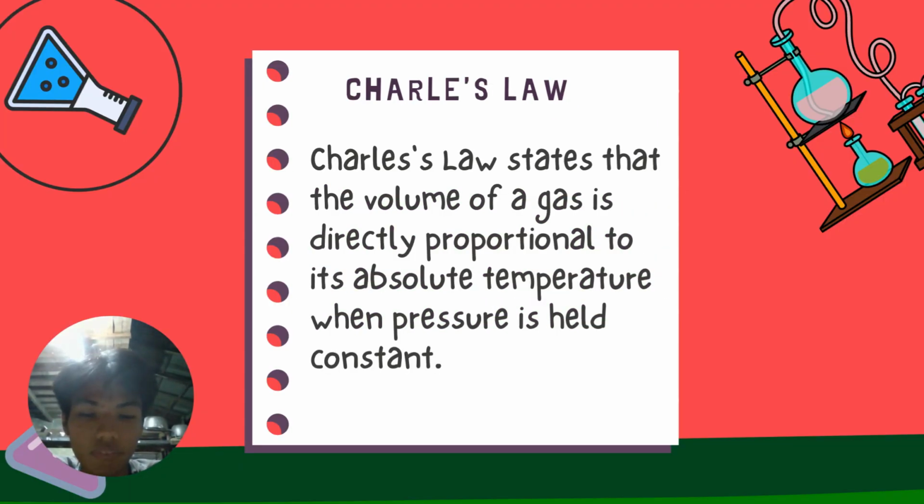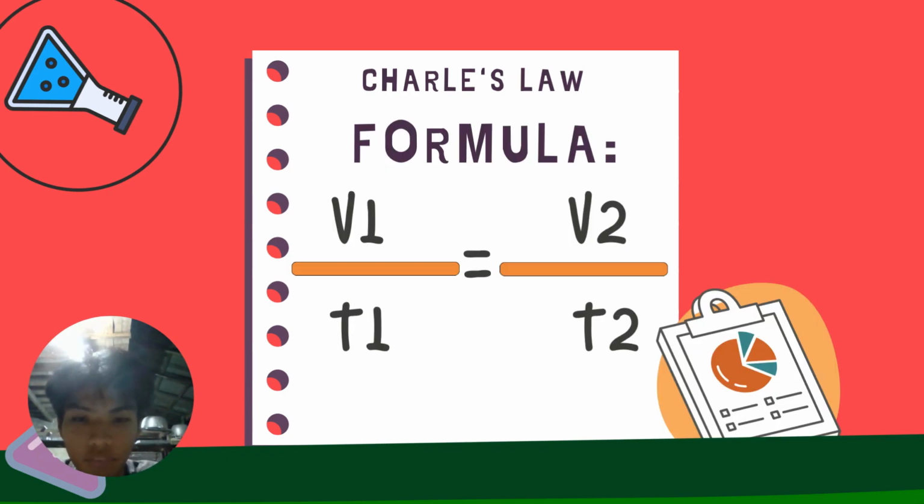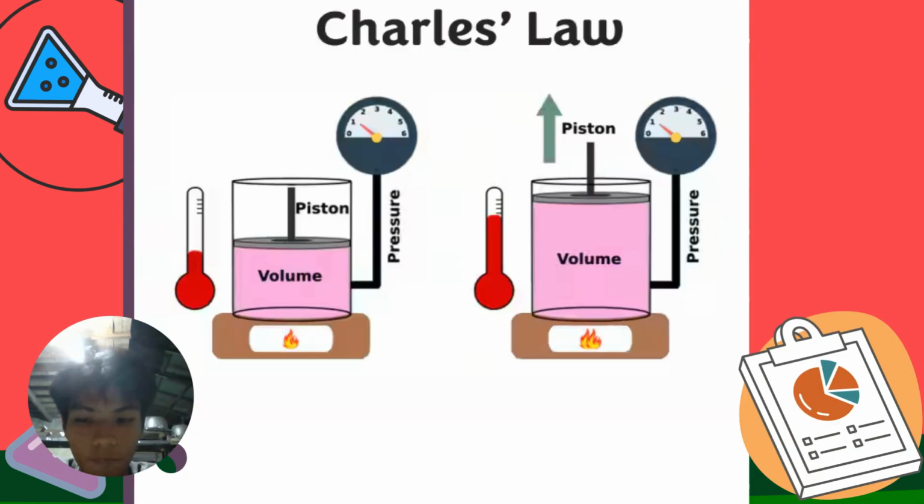Charles' law states that the volume of a gas is directly proportional to its absolute temperature when pressure is held constant. At constant pressure, the volume of a gas is directly proportional to its temperature in Kelvin. Charles' law's formula is V1 over T1 equals V2 over T2. In our visual here, it shows that when the volume increases, the temperature also increases. It shows that it is directly proportional.